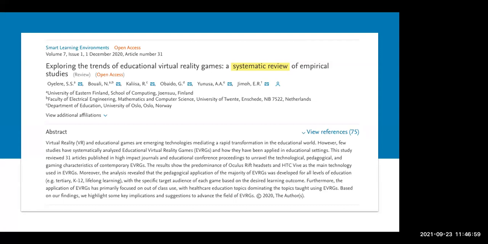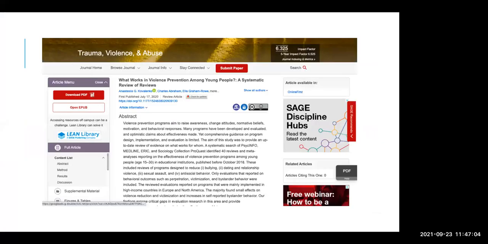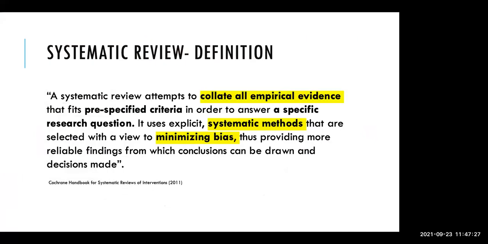Here is a study on exploring the trends of educational virtual reality games. And this is about trauma, violence, abuse, how to prevent violence among young people, which is something that could be valuable research, for example, for police, teachers, psychologists, anybody who is working with young people and people that maybe are involved in violence. So there are many different areas that you can find systematic reviews published in.